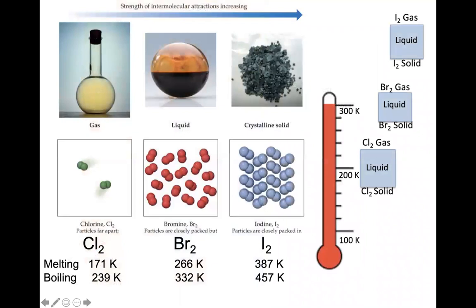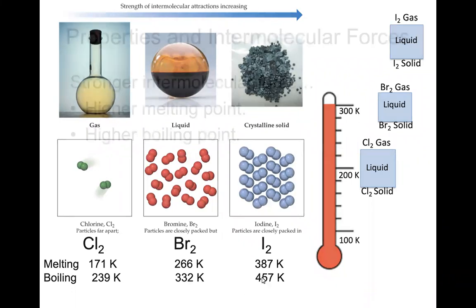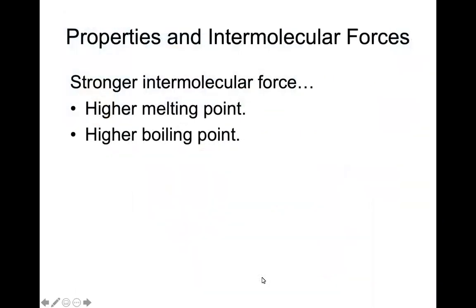We were talking last time when we were beginning to introduce intermolecular forces. We looked at this example of chlorine, bromine, and iodine, molecular forms of each one. The idea was that we had increasing intermolecular forces as we went from Cl2 to Br2 to I2. So what we want to keep track of tonight is, as we think about intermolecular forces, we're going to be connecting them to different properties. Let's try to catalog those. What do stronger intermolecular forces correspond to?